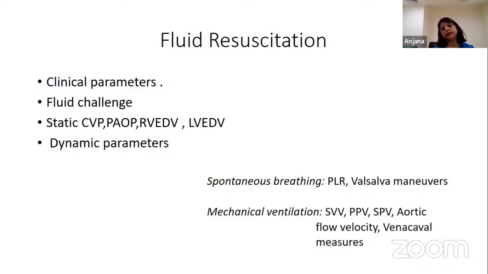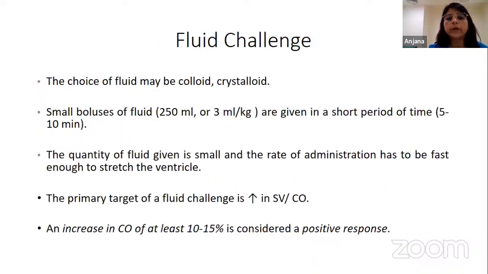And next will be the static parameters. We used to use the CVP and pulmonary artery occlusion pressure and all these things. But I think everyone knows that your filling pressures really do not correspond to it. But still you can use it. You can see a series of values, it still carries importance and is used in some centers. The most commonly used now are the dynamic parameters, which are even recommended by the sepsis guidelines, where you use the dynamic parameters in patients who are on mechanical ventilation. Let me go through it very quickly.